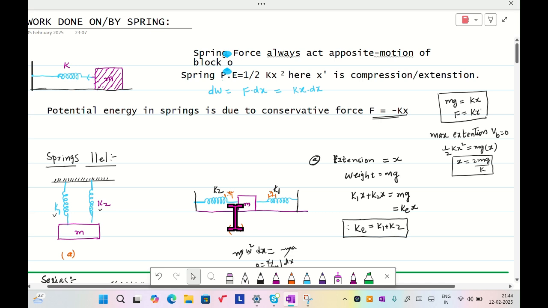So in parallel connection, the displacement of the block is the same. Even though they have different spring constants, the extension is the same. So let the extension be x. Then the weight of the block is mg. In K1 also x will happen, in K2 also x will happen. So K effective is equal to K1 plus K2. Similarly, in this case also the same problem.